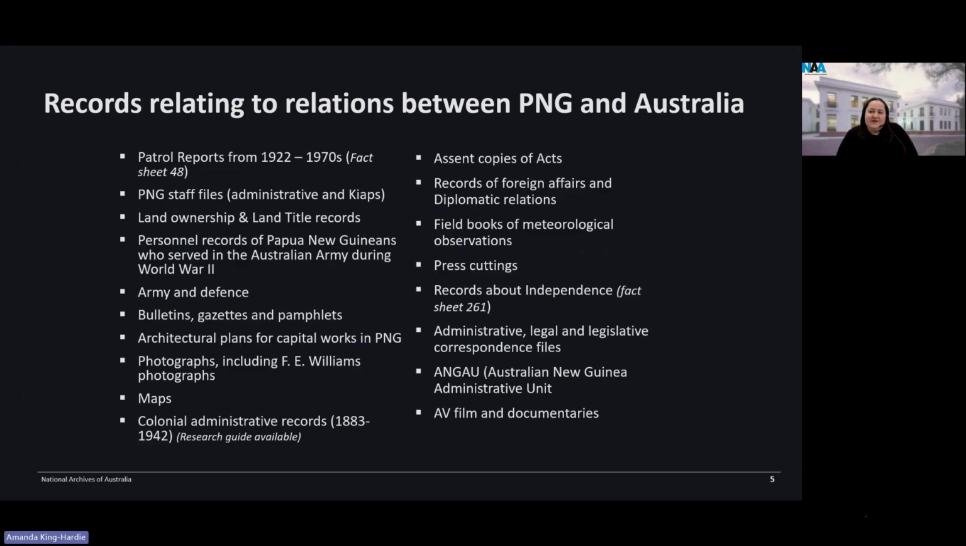Here you can see a list of some of the various types of records that the National Archives holds relating to PNG. As you can see, within the NAA collection are records such as maps, architectural plans, patrol reports, photographs, war service records, correspondence, as well as records relating to land ownership and land title. And honestly, the list goes on. This list is probably not even complete. It's just the ones that I could track down. Our collection also documents PNG's transition to independence, which is particularly significant this year, with it, of course, being the 50th anniversary of Papua New Guinea's independence.